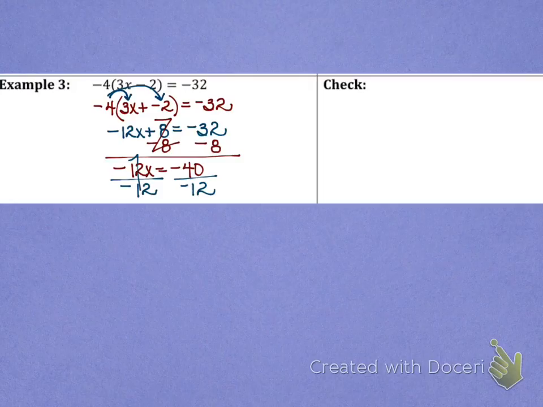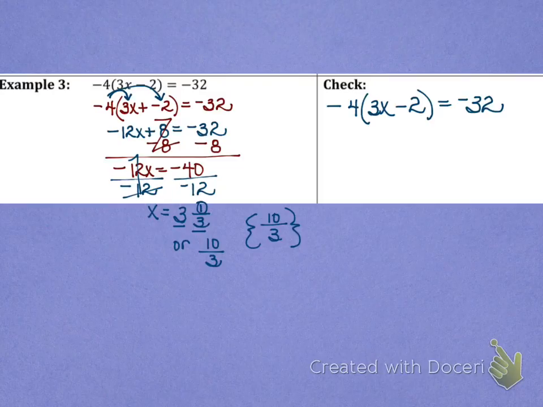So negative 12 divided by negative 12 gives me 1x. And 40 divided by negative 12 is 3.3 repeating, or 3 1/3, or my preferred way would be the improper fraction, which is equal to 3 times 3, which is 9, plus 1, 10/3. So I would really recommend using 10/3 for your check to plug in. Let's try the check together.